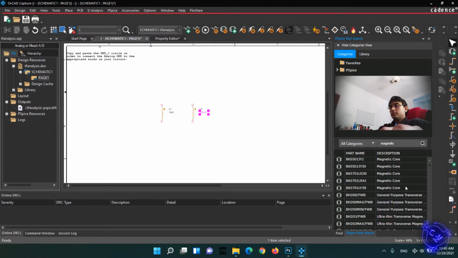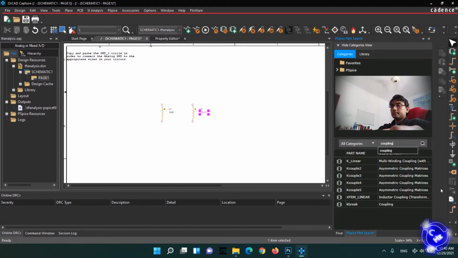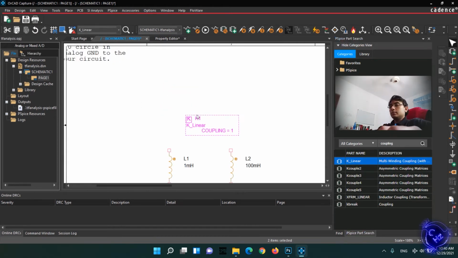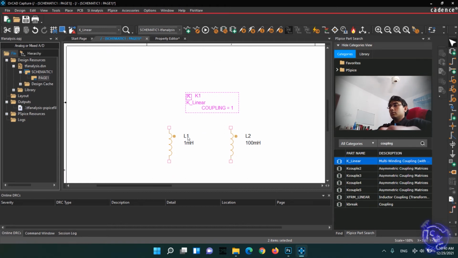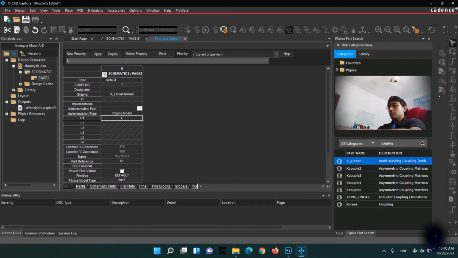Firstly, try coupling, linear coupling. So my first inductor is L1 and the second one is L2. This is my coupling in between L1 and L2. In order to couple these two inductors, I need to go to the property editor and I have to select what are the two inductors that I'm going to couple, L1 and L2.